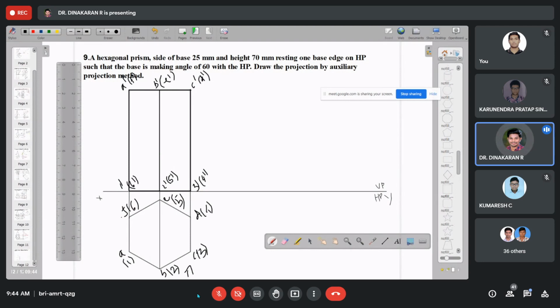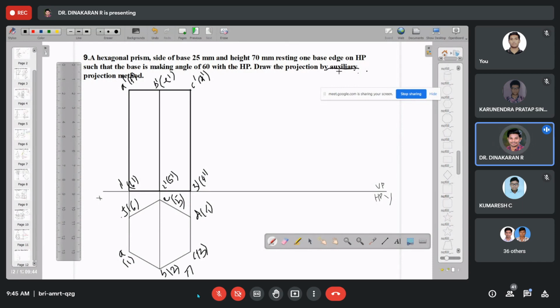This is a normal reference line method. Normally, for both change of position method or change of reference method or auxiliary, in some cases the change of reference method's other name is auxiliary projection method. So it's the same name only. So you need to check the question clearly, carefully. So that is actually change of reference method or change of position method or normal method or auxiliary projection method. Auxiliary projection method and change of reference line method are the same.